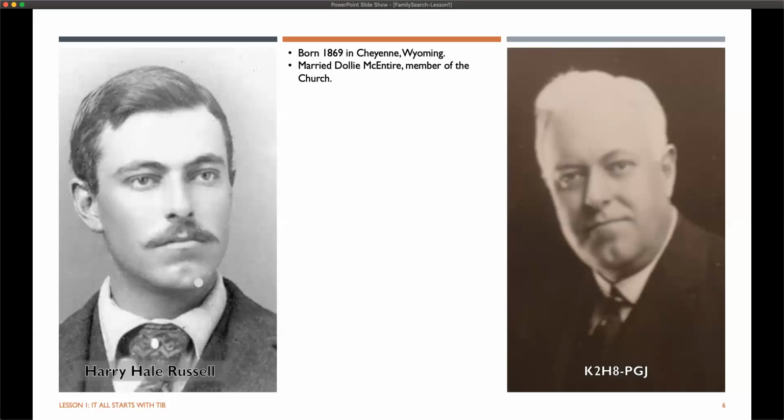Dolly managed to attend branch or ward meetings. Her husband was fine with her going. It seems like the only real problem was when their oldest child, I think, turned 8 and wanted to get baptized, and Harry did have a problem with that. But otherwise, they worked it out, and it looked like a very good relationship.